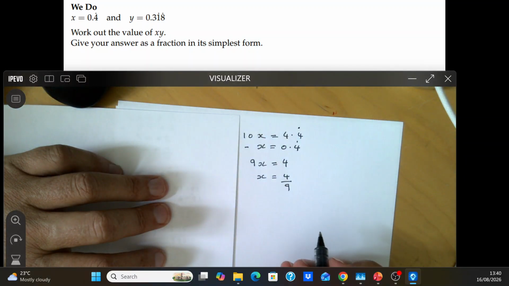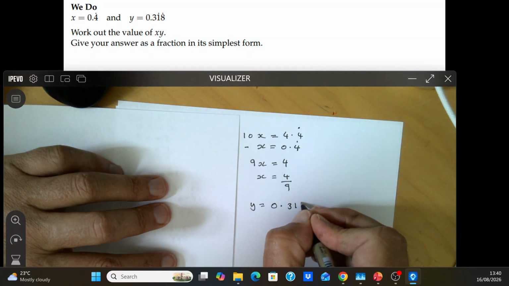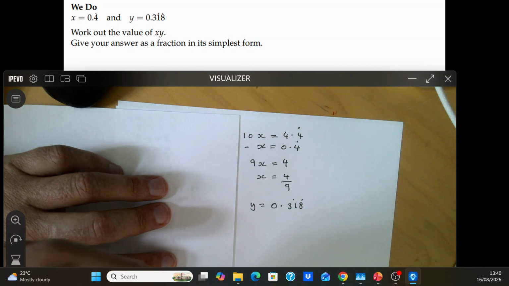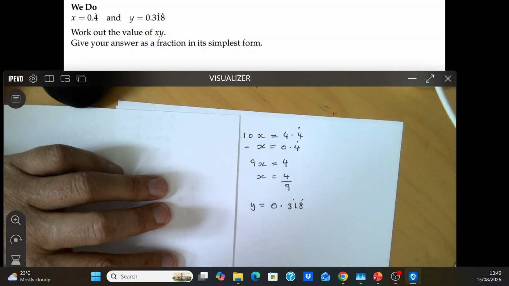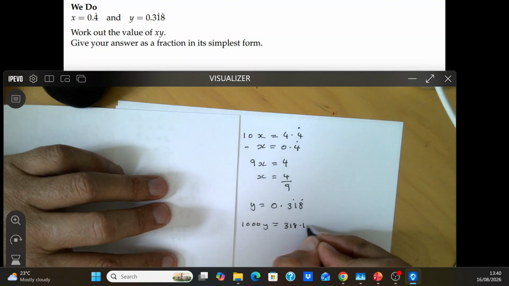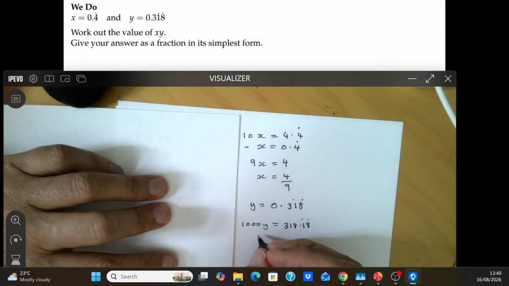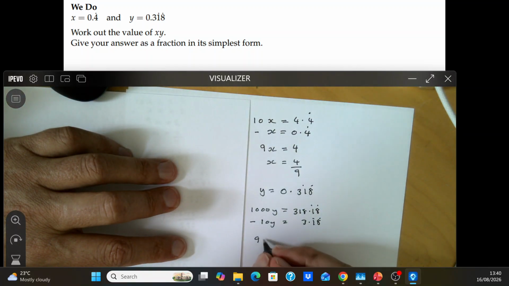Now, y equals 0.318 recurring, which is the recurring bit. So what do you want to times it by? Yes, 1000. I want to chop off what part of it? I want to chop off the 3 bit. So I'm going to use a 10. So I'm going to take that away. What does that give you? What does it mean that y equals?